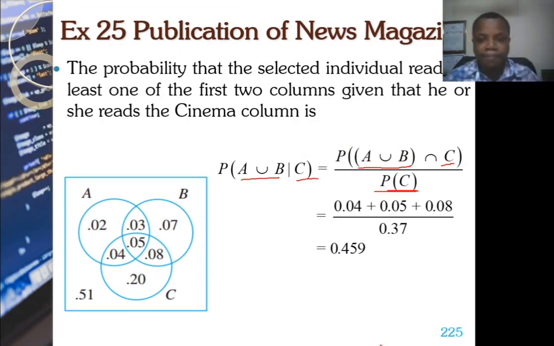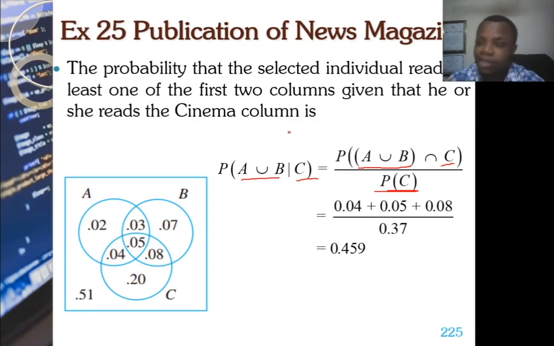So with this, once we simplify this, we are going to get 0.459, meaning that approximately there's a 46% chance that a selected individual who reads at least one of the first two columns has already read the cinema column. So that is how we get to implement these conditional probabilities, and it's so simple. All that you have to do is get to know the formula and how to estimate these parameters that we have in there. That is as simple as that.